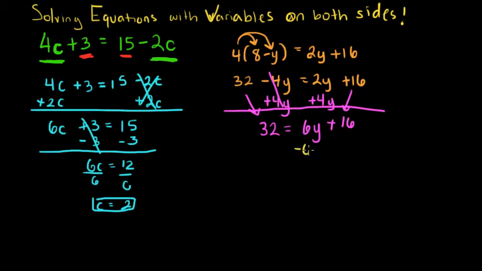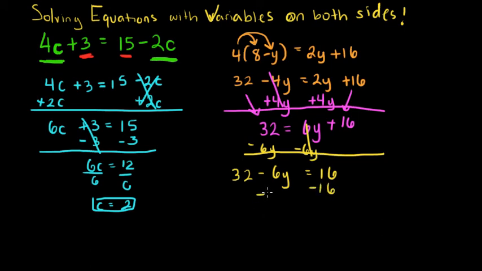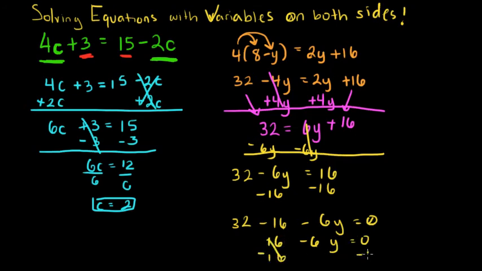So I'm going to subtract 6y on both sides. Why not? It's correct. It'll cancel out and end up with 32 minus 6y equals 16. Well then let's minus 16 on both sides. And why not? It'll cancel out and that'll be good. So 32 minus 16 minus 6y equals 0. Well then let's do 32 minus 16. That's 16 minus 6y equals 0. And let's subtract 16 on both sides. Minus 16.